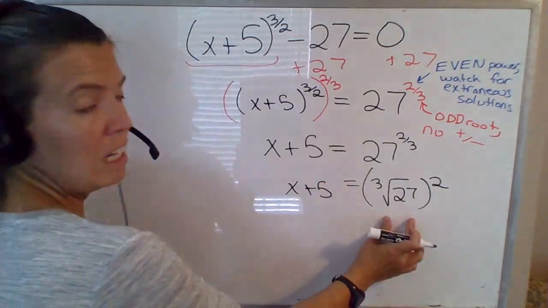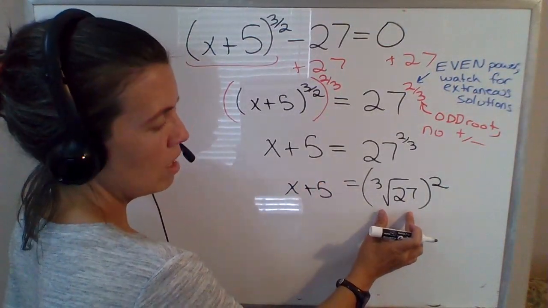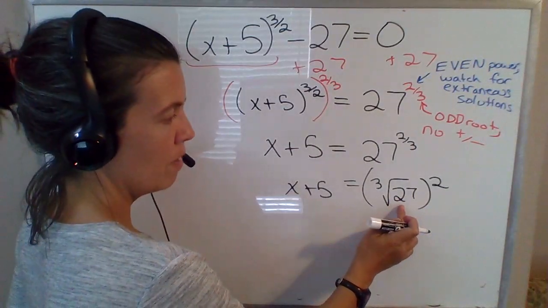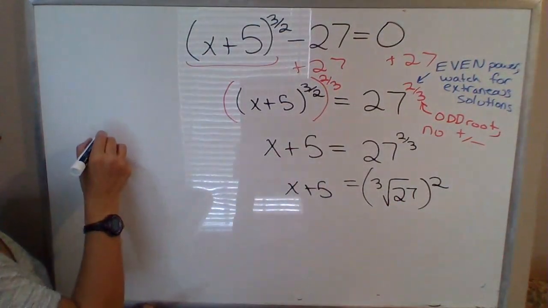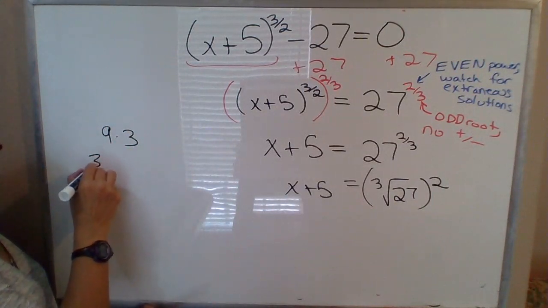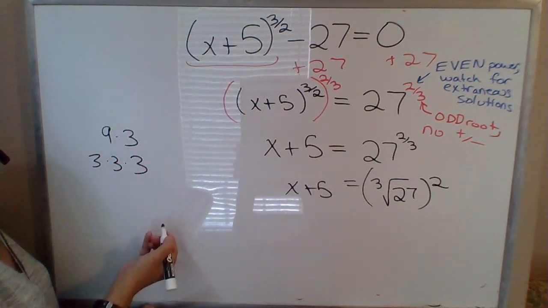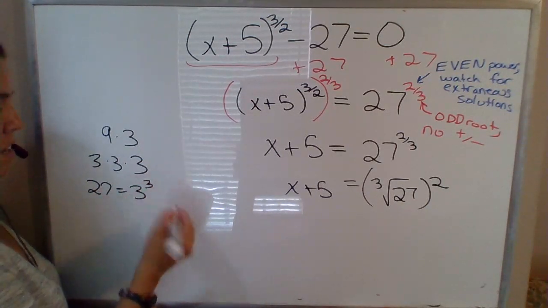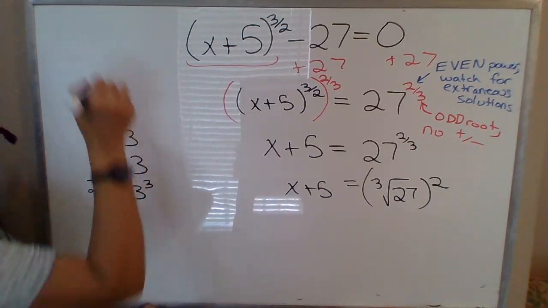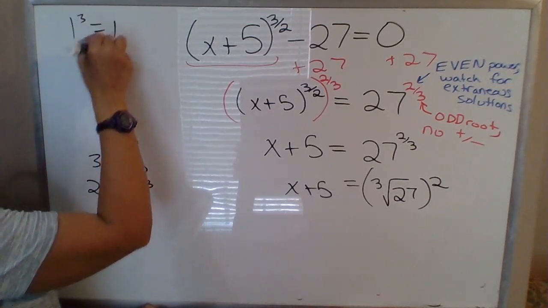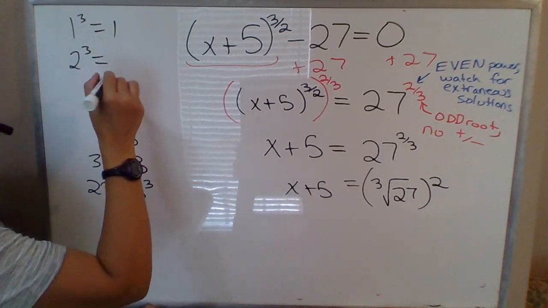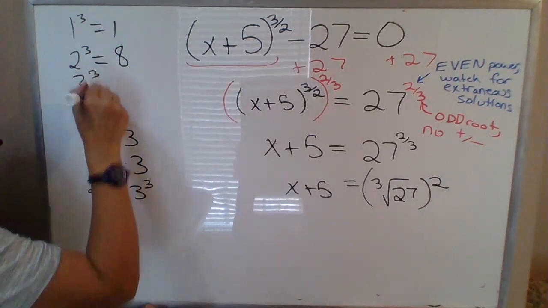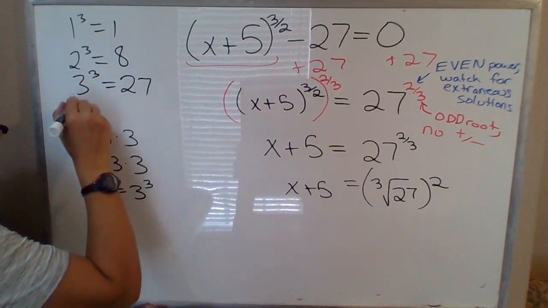When you're evaluating a cube root, you're looking for what number do I raise to the third power to get 27? 27 is 9 times 3, so that's 3 times 3 times 3. So 27 is 3 to the third. And it's nice to be familiar with your perfect cubes. So 1 cubed is 1, 2 cubed would be 2 times 2, which is 4, times 2 would be 8. 3 cubed, as I just demonstrated down here, is 27.